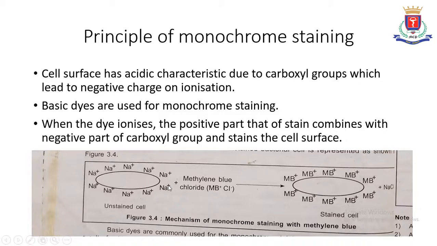When it is combined with methylene blue chloride, which is another example of a basic stain, it will ionize into MB plus and Cl minus. This methylene blue, which carries a positive charge, will be retained on the surface of the bacteria and NaCl will be removed. That is, the sodium ions will be removed. And thus the bacteria will retain the stain and appear colored, that is blue color in case of this stain.